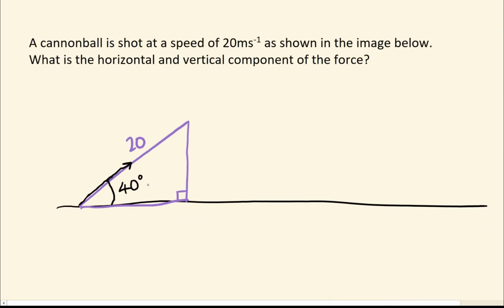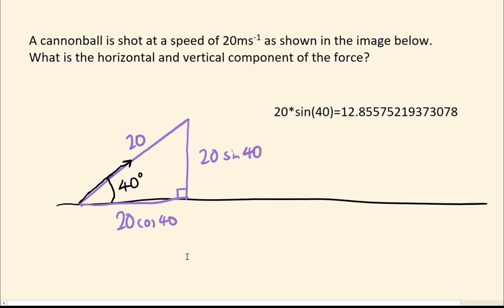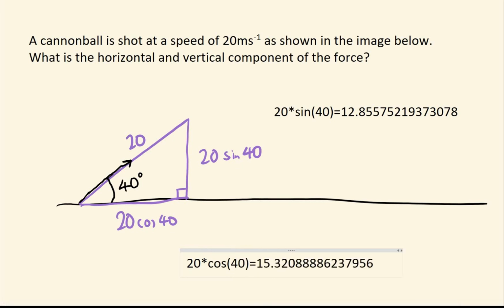So use basic trigonometry. This will be 20 times cos 40, and this will be 20 times sine 40. And we can both work this out really quickly, and that will give us the horizontal and vertical components of that velocity. Also, typically 3 significant figures should be enough.